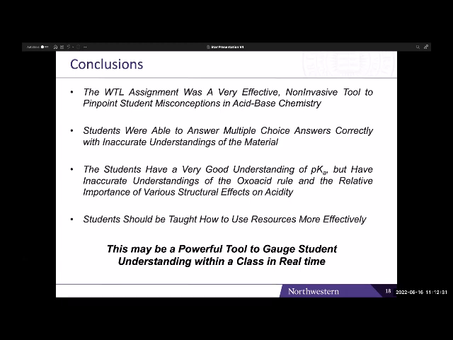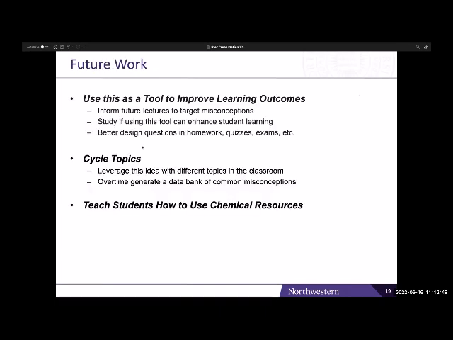And it's been shown in the literature that students are not really taught in an undergraduate setting how to use these resources effectively. So this is something that stood out to me, that we should look at in the future as well. But overall, I think this is a powerful tool to gauge student understanding within a class in real time, and that in the future we could use this to improve learning outcomes.